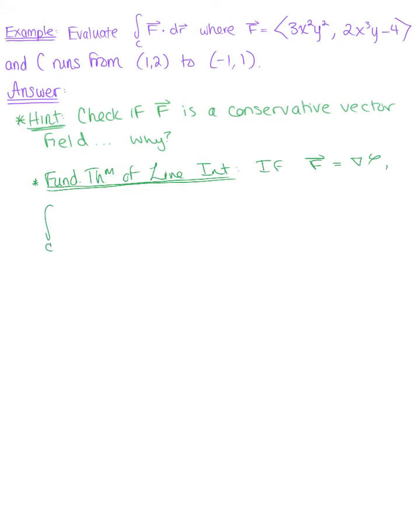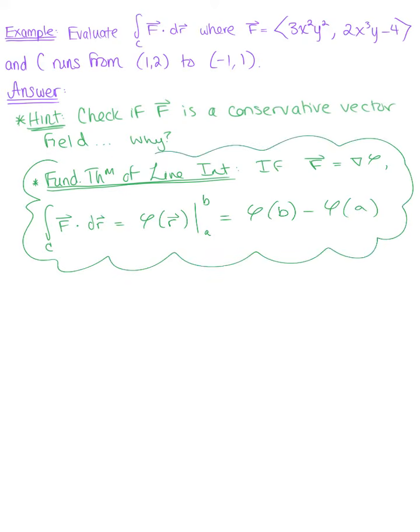then the fundamental theorem of line integrals tells us that this integral is path independent. Or in other words, a parameterization of C is not needed. We simply need to evaluate the potential function phi at the endpoints. All right, so the first thing that we're going to do is apply a test for conservative vector fields in R2.